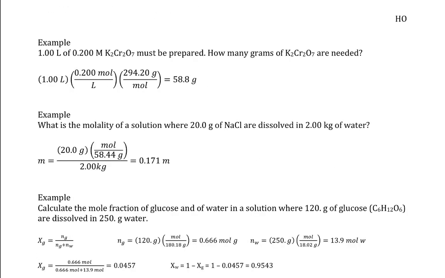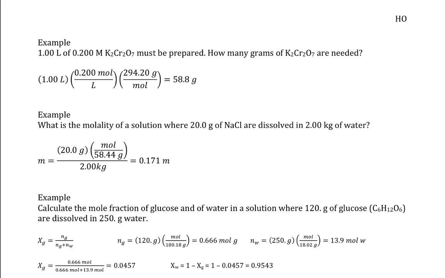So here's some examples. 1.00 liters of 0.200 molar K2Cr2O7 must be prepared. How many grams of the solute are needed? So we take that volume, multiply it by the molarity. We see liters cancel out. And then we get to grams by using the molar mass of potassium dichromate, which is 294.20 grams per mole. We do that multiplying. Moles cancel out. Now we get the value we need, 58.8 grams.